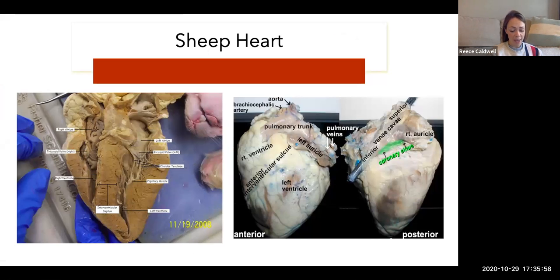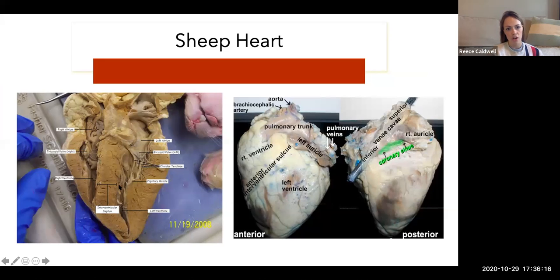So if we were in lab today, we would be doing our sheep heart dissection, which is pretty cool. Gosh, I really miss being in person. This lab, I think it's going okay online. The dissection is fun, but this is what it would look like.